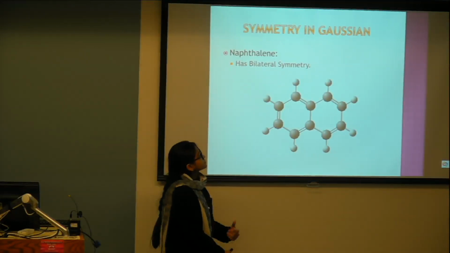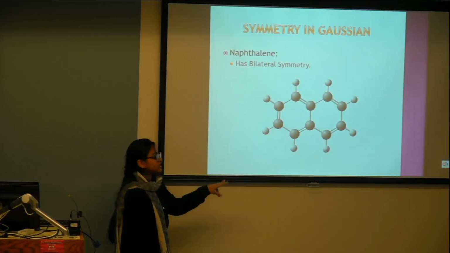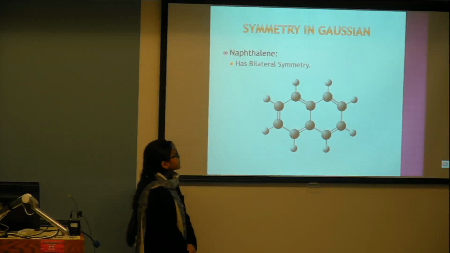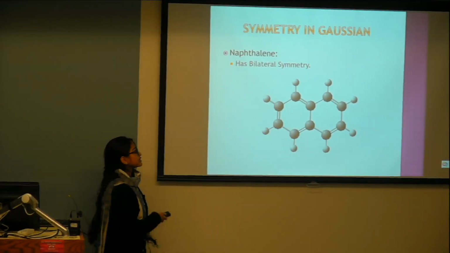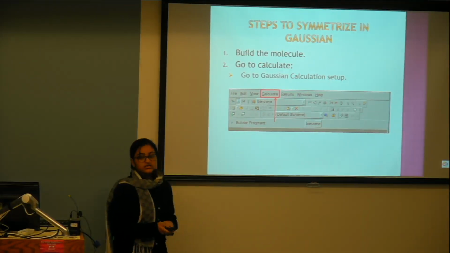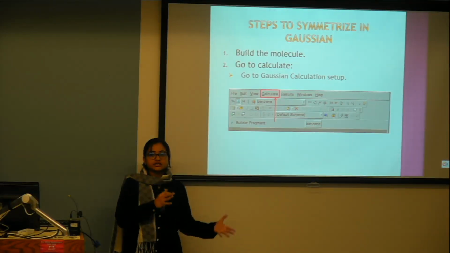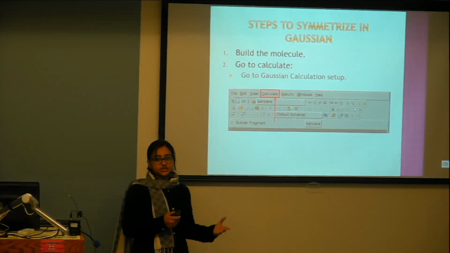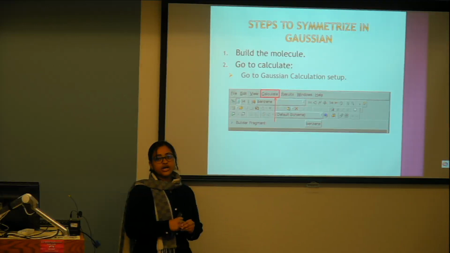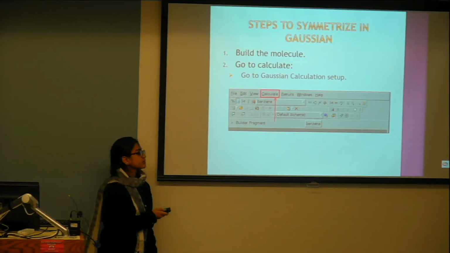So I did my symmetry work upon naphthalene, that is a combination of two benzene rings, and naphthalene has bilateral symmetry. Now, coming to the steps to symmetrize in Gaussian. First of all, we build the molecule using the builder, the viewer, and then we go to Calculate, and then to Gaussian Calculation Setup.